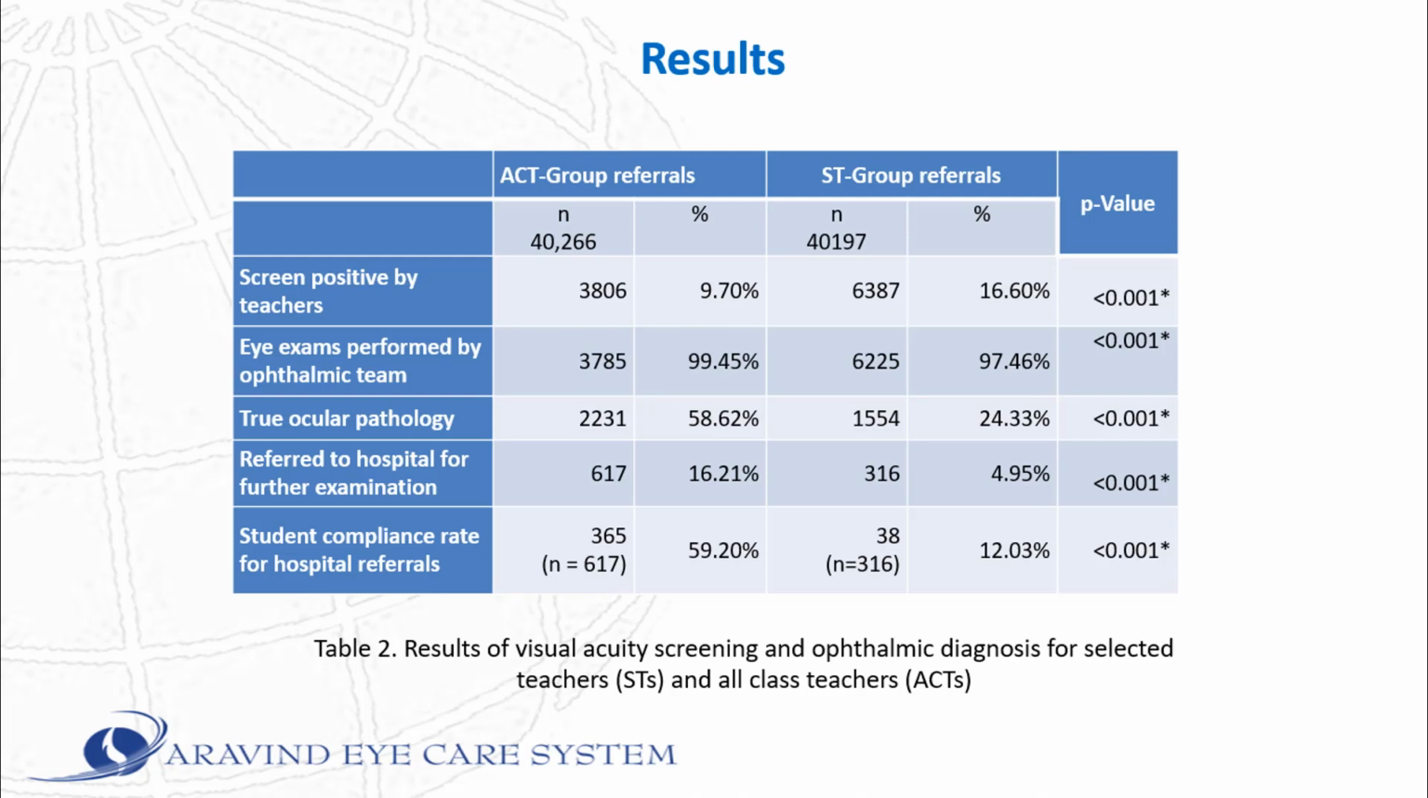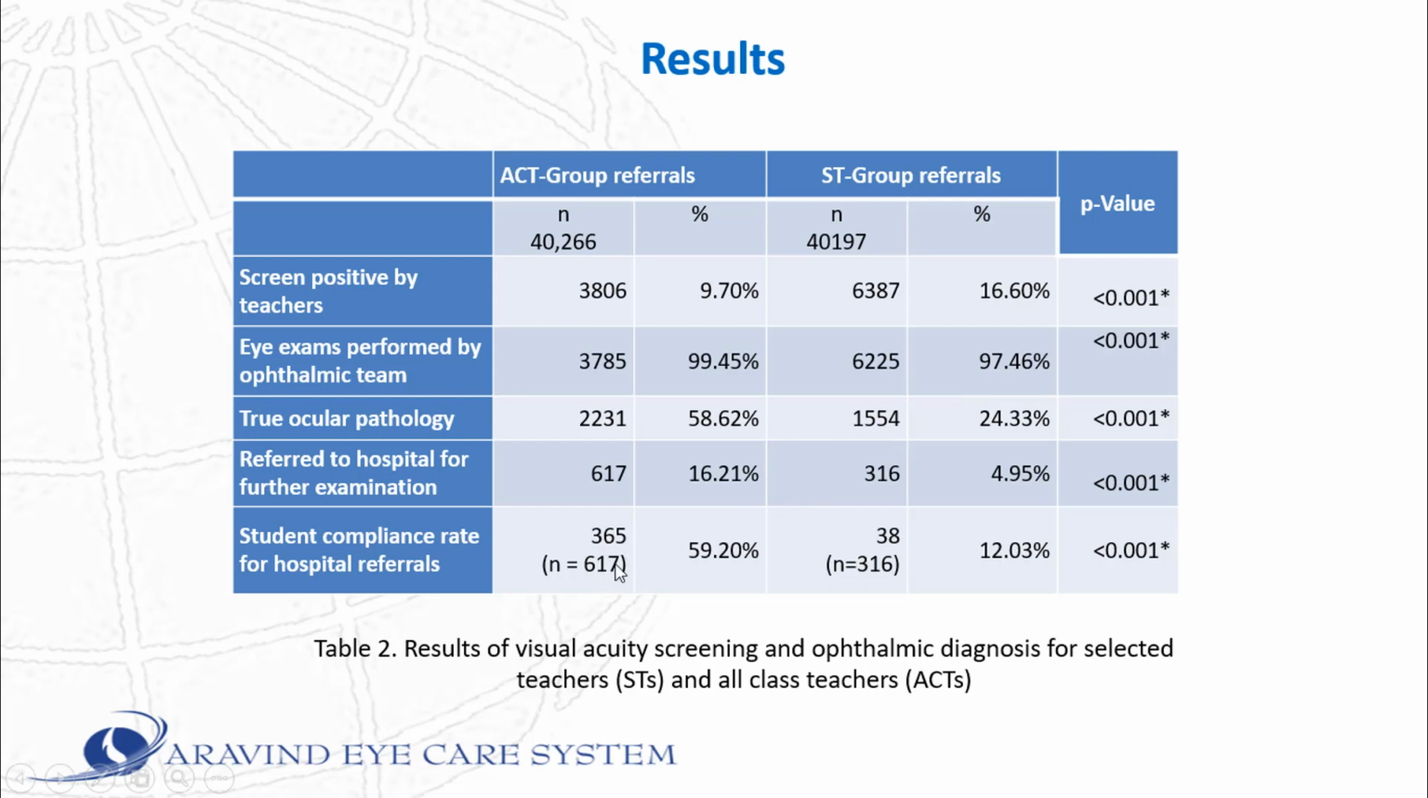So we compared around 40,000 plus children in both the groups. If you carefully see, the screen positive by the teachers was less in the all-class teacher model. It is only 9.7%. In the selected teacher group, it was more. It was 16%. So false positives were more. But when you see the true ocular pathology, it was 58.6% in the all-class teacher model, but only 24.3% in the selected teacher group. So selected teachers were unnecessarily selecting. At the same time, they were missing the true pathology also.